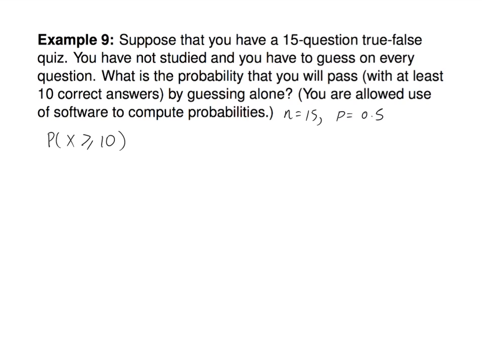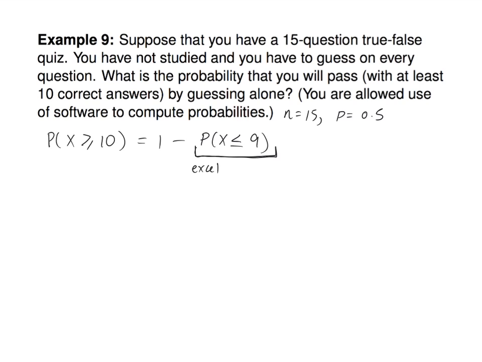Now Excel only goes, inequalities go the other direction. They always go less than or equal to. So you've got to change this into a complementary type thing. Having 10, 11, 12, 13, 14, or 15 is the same as not having up to 9. So this is equal to 1 minus probability X is less than or equal to 9. That's like having 9 right, 8 right, 7 right, 6 right, 5. You don't want to do that by hand. That's going to be a pain in the butt, right?